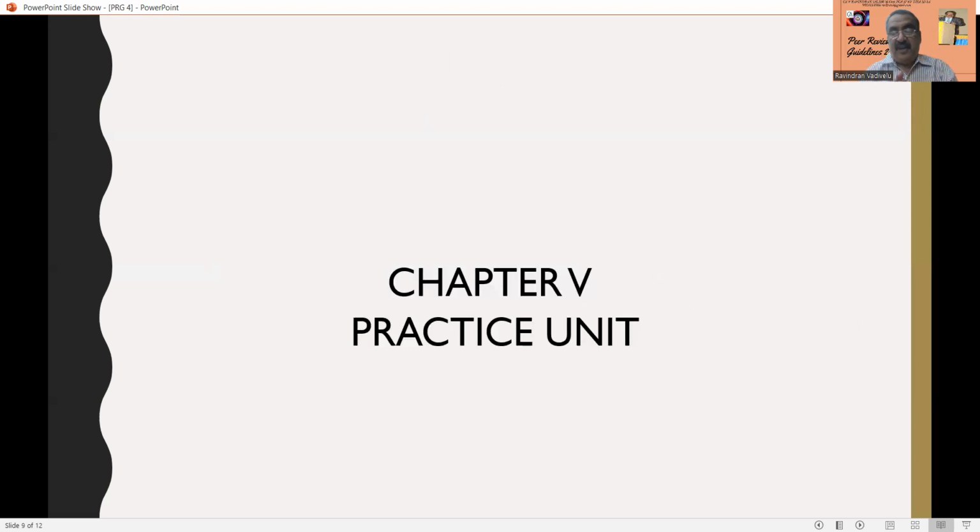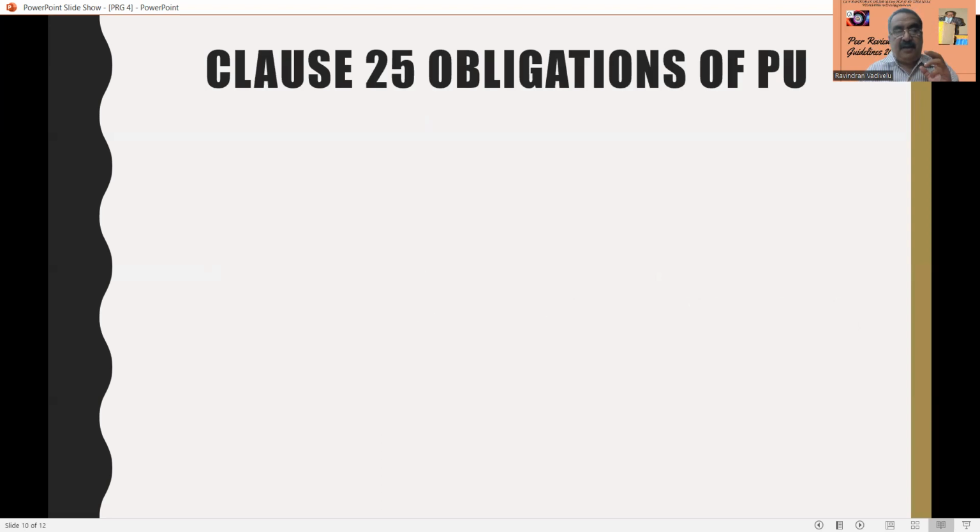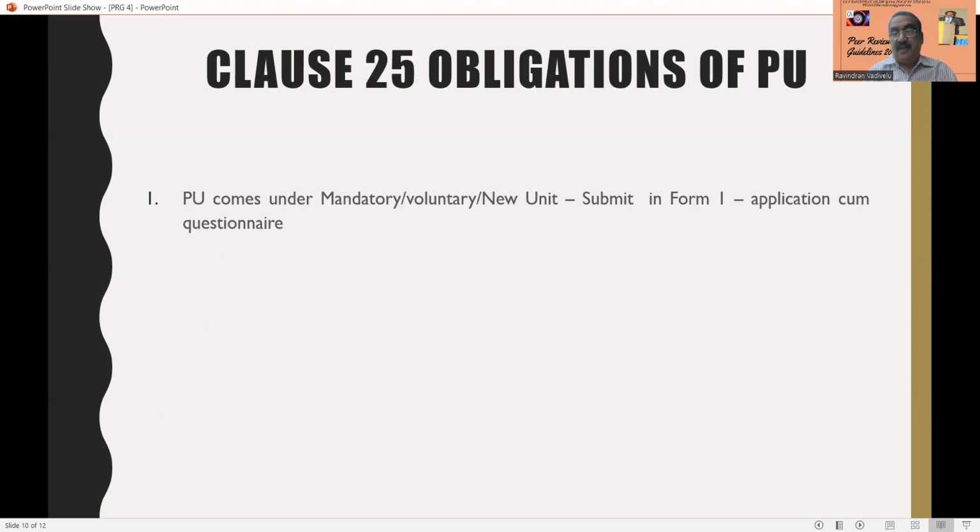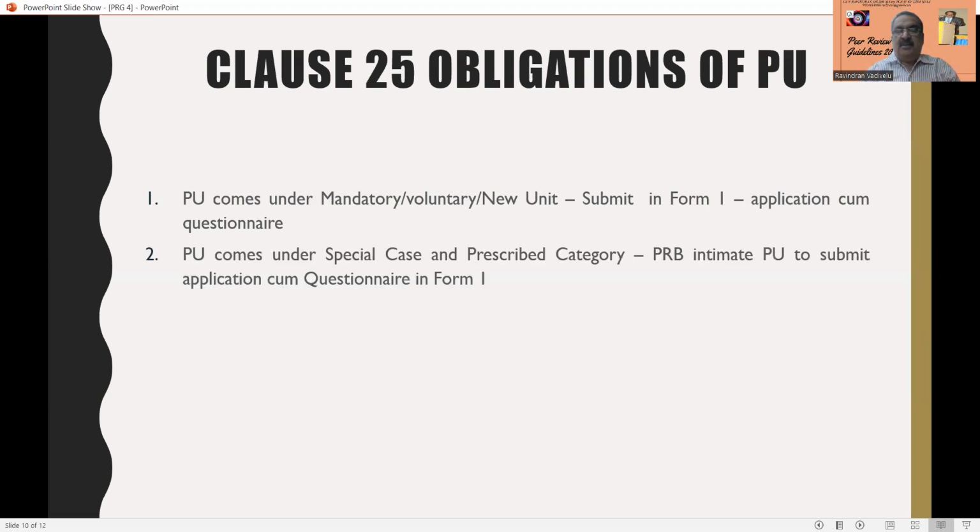Now, we are going to chapter 5 about the practice unit. We are going to see the highlights of the practice unit. So the practice unit comes under peer review on 5 bases. First, on its own, that is mandatory as per the peer review guidelines. And sometimes peer review practice units want to do the peer review on their own, that is on a voluntary basis. In case of new units, that is if the life of the new unit is less than 12 months, then they have to make an application for the peer review to the secretary of the peer review board in Form 1. That contains all the application details as well as the questionnaire details.